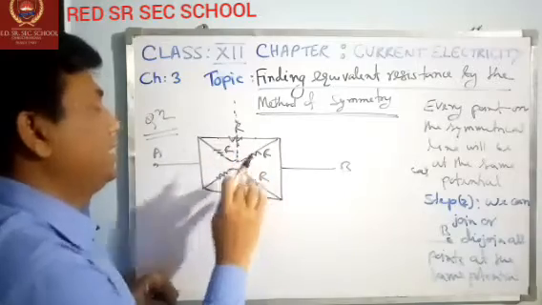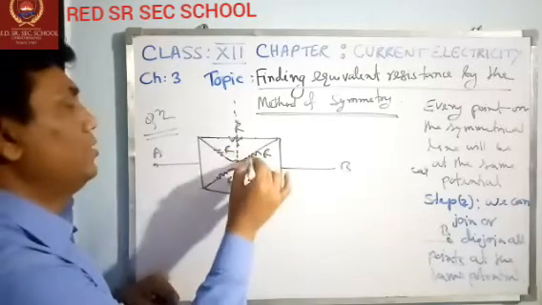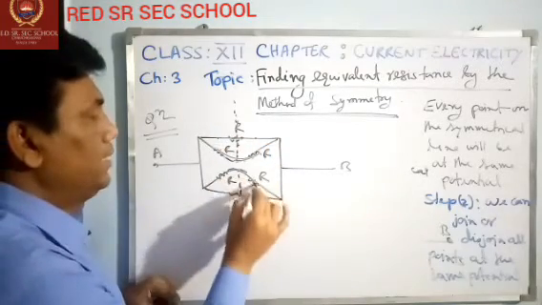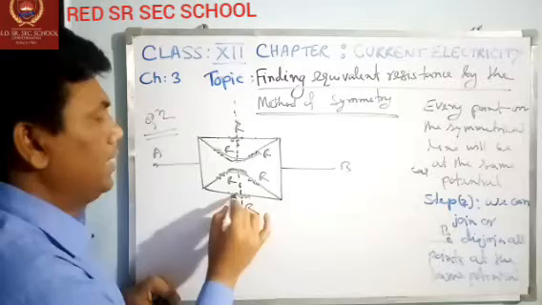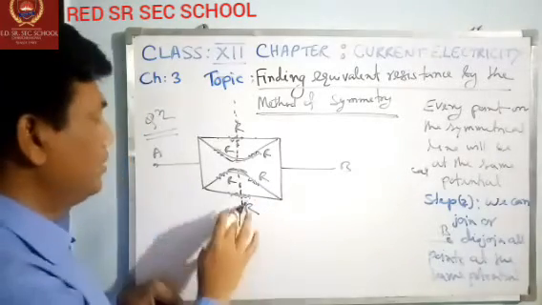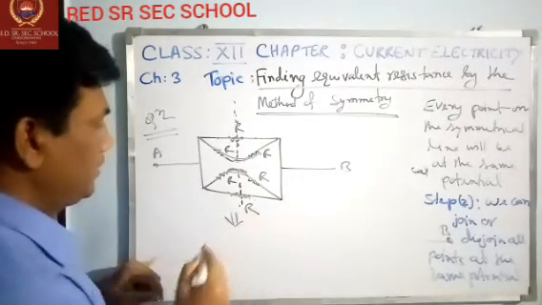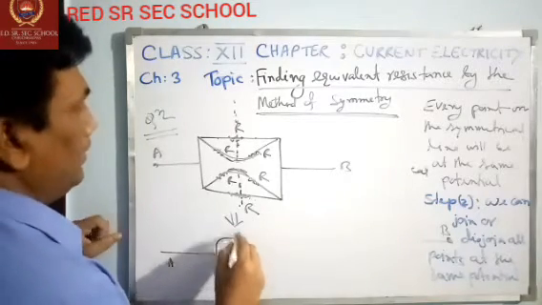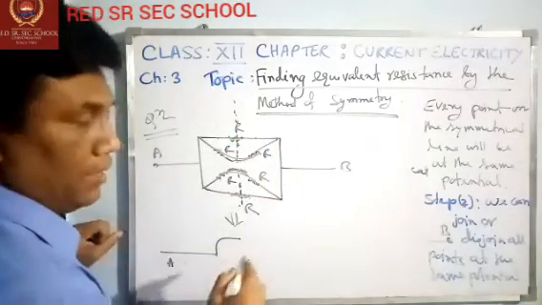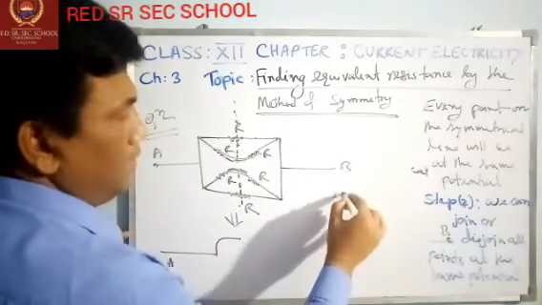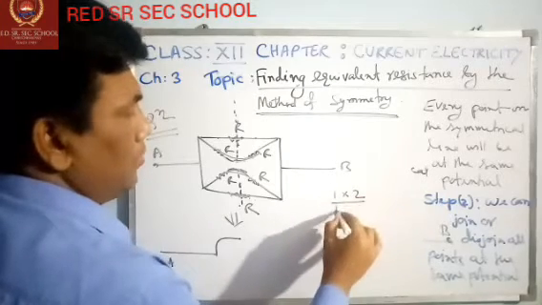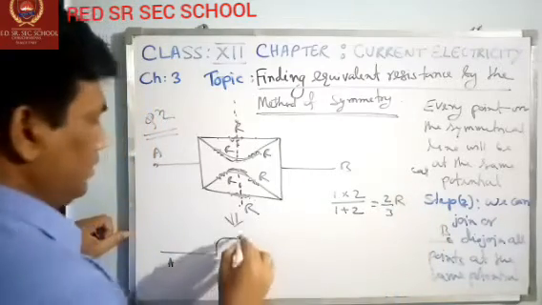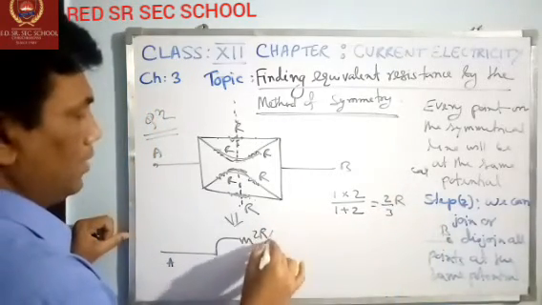So after just cutting this connection, what I see is this and this will be in series, and the net resistance will be parallel to this. Are you getting my point? So what will be the equivalent figure of this? This is A, this is R, this is 2R. When R and 2R are parallel, the net resistance is 1 into 2 by 1 plus 2. It means 2 by 3 R. So this part is 2R by 3.